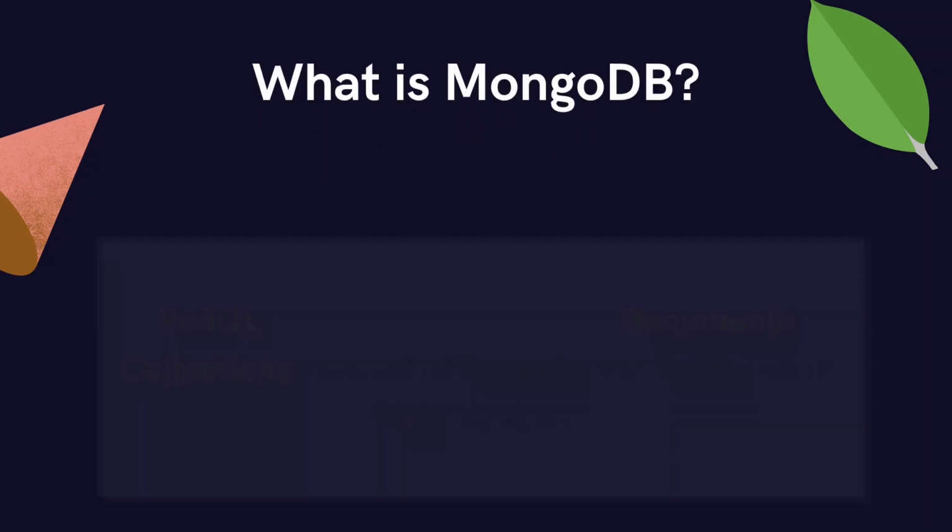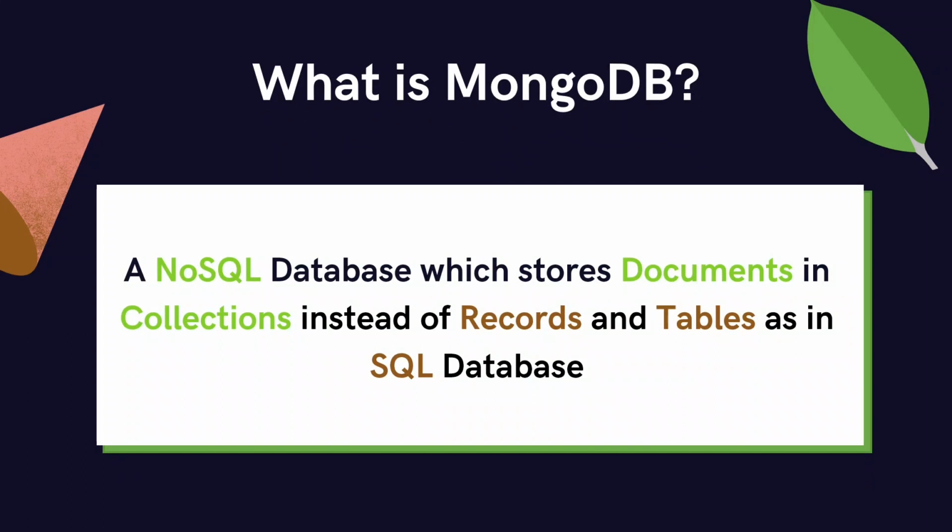Now we will see about MongoDB. So what is MongoDB? MongoDB is a NoSQL database which stores documents in the form of collections instead of records and tables as in a SQL database. If you are coming from SQL, it stores documents inside collections instead of records inside tables. The document is a JSON or BSON document, and the collection is a collection of documents. It contains many documents inside, just as a table in SQL contains many records. This is a NoSQL database, and we don't need to install MongoDB on our system. We will work with the cloud version of MongoDB.